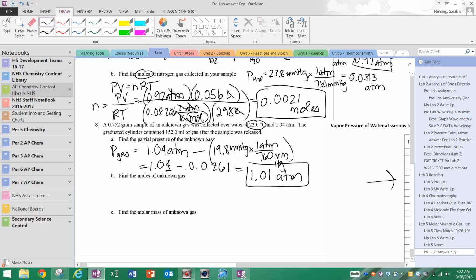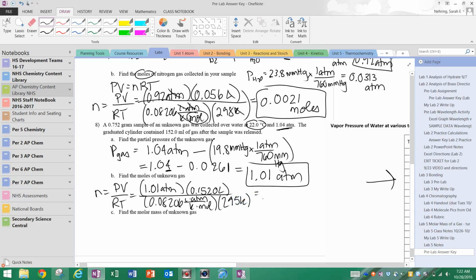Now I'm going to find moles. Just like in part B above, I'm going to rearrange PV equals nRT. My pressure is 1.01 atmospheres. It's important that you use the partial pressure of your gas and not your total pressure, so use 1.01, not 1.04. Volume is 152 milliliters, and I have to make sure I convert that into liters. My R value is 0.08206 liters atmospheres over Kelvin mole. My temperature I have to convert into Kelvin, so 22 plus 273 gives me 295 Kelvin.